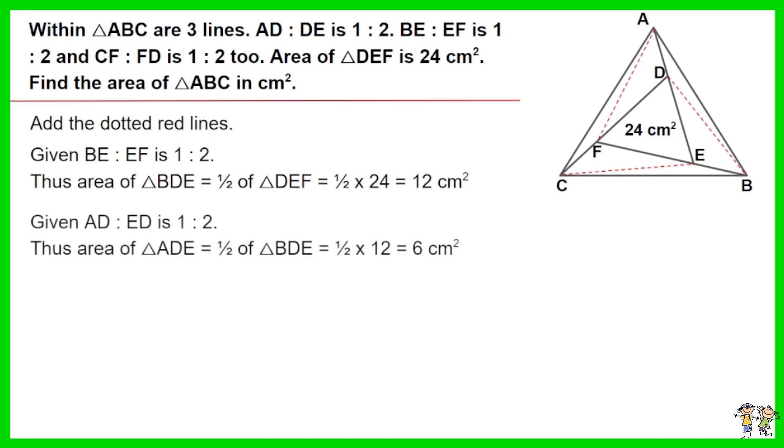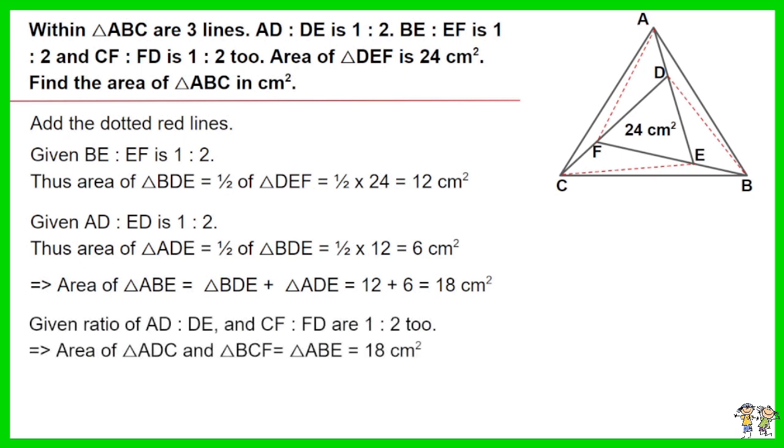Given the ratio of AD to ED is 1 to 2, thus area of triangle ADE equals half of triangle BDE equals half of 12 equals 6 centimeters square. Area of triangle ABE equals area of triangle BDE plus area of triangle ADE equals 12 plus 6 equals 18 centimeters square.